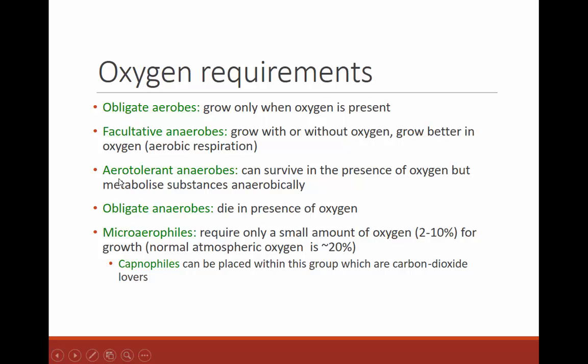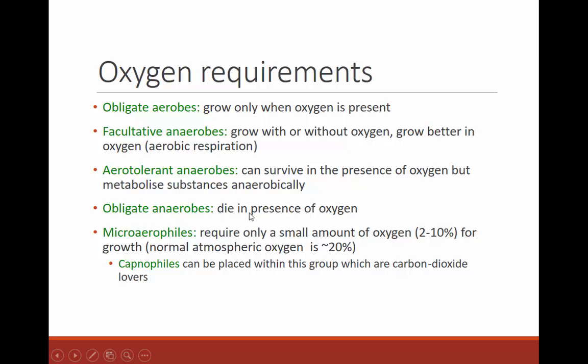Then we've got another classification. We've got the aerotolerant anaerobes. They can survive with some oxygen, but they metabolize their substances inside the cell anaerobically. So these are the aerotolerant. They can put up with a little bit of oxygen, but they choose to metabolize anaerobically. Then there's the obligate anaerobes.